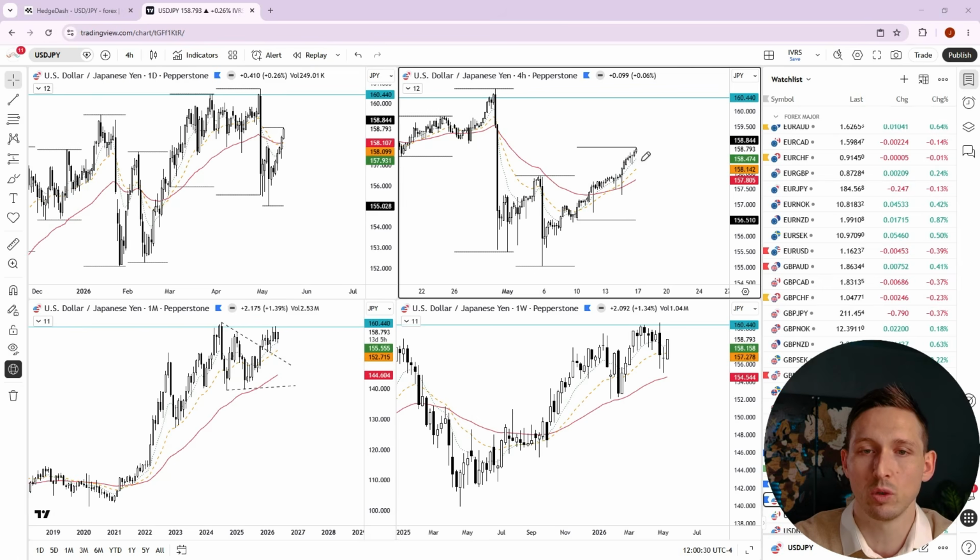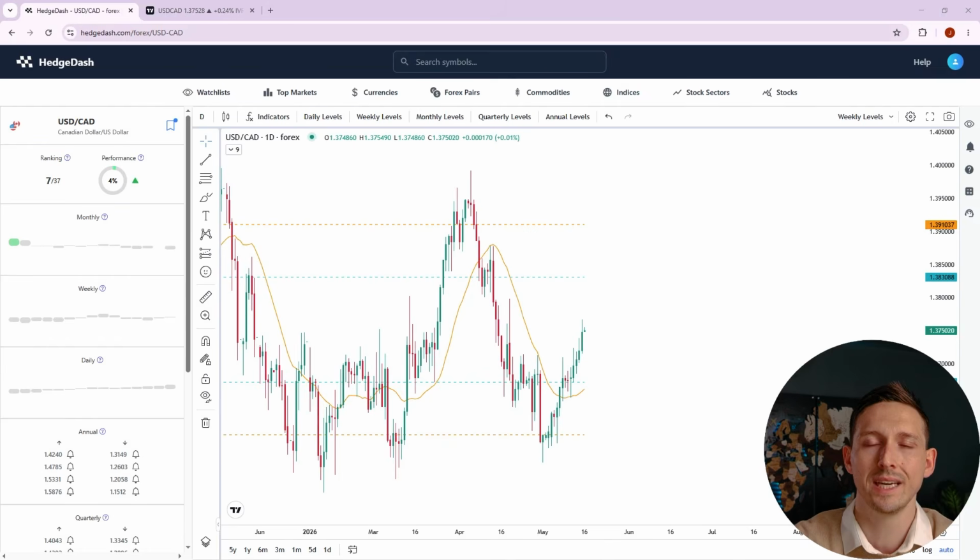And the problem is, of course, if we start to buy this market or we buy dips and the BOJ intervenes, then we're on the wrong side of BOJ intervention. So not one of the best markets. I'm most likely going to leave US dollar yen next week. Next is US dollar CAD.